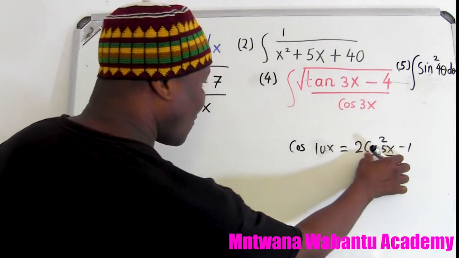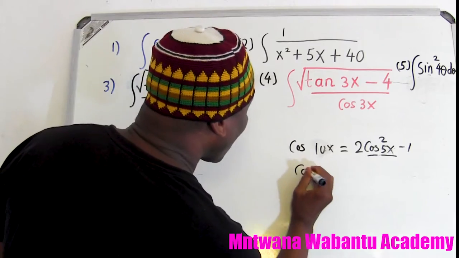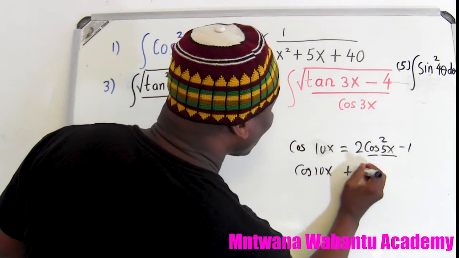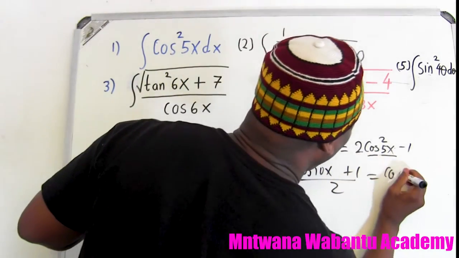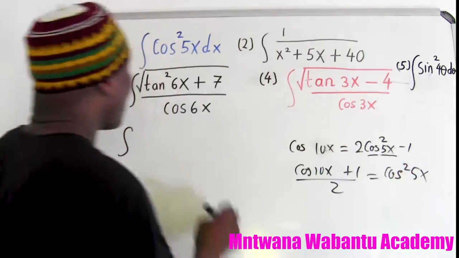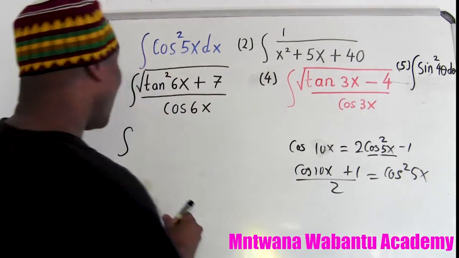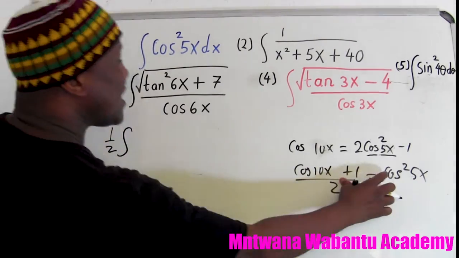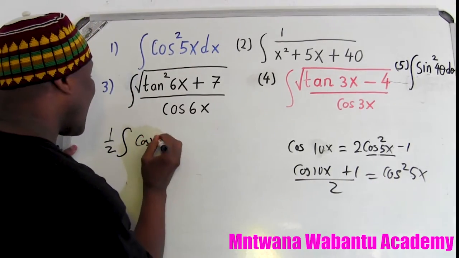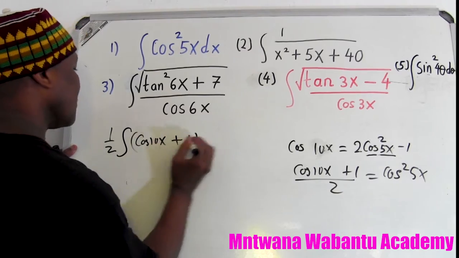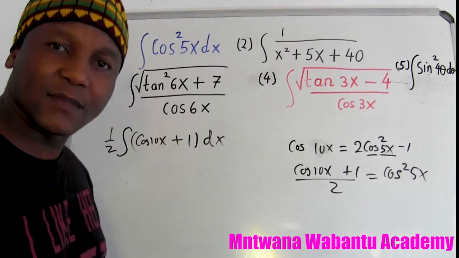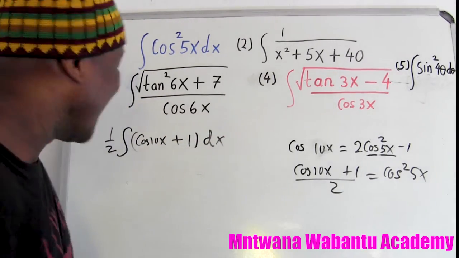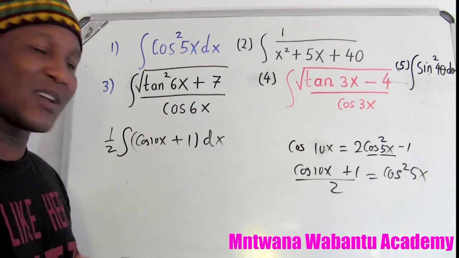So let's make cos squared 5x the subject. The 1 is going to come over, so cos of 10x plus 1, divided by 2, equals cos squared 5x. I want to replace that. So the integral, with 1 over 2 going to the front, is 1 over 2 times cos of 10x plus 1 dx. Then we can integrate separately.